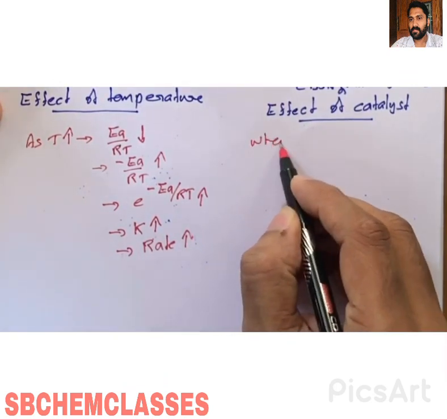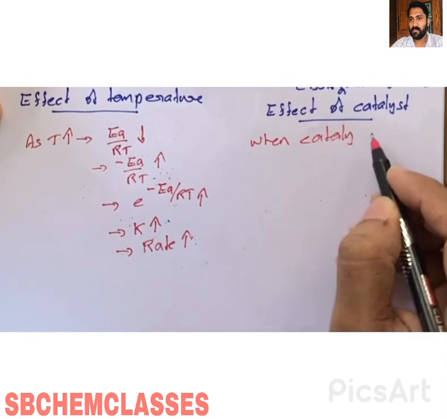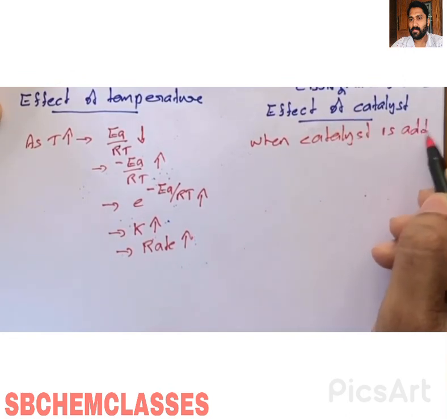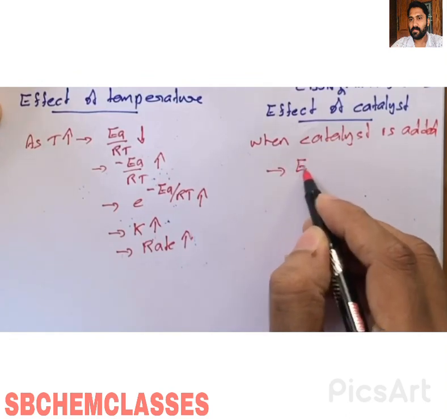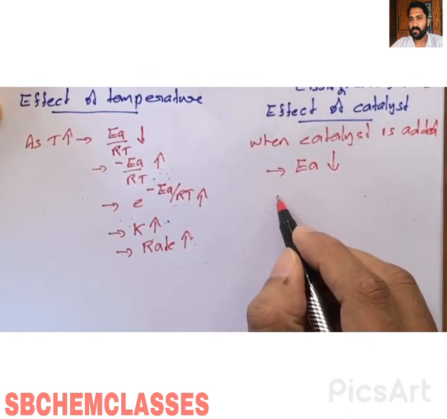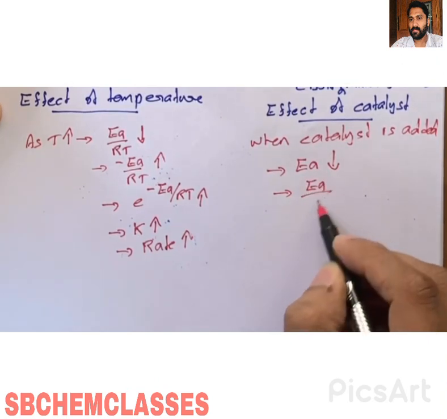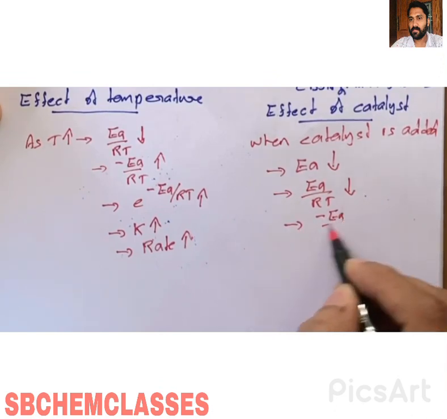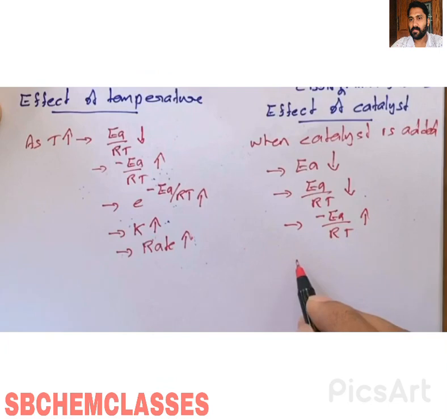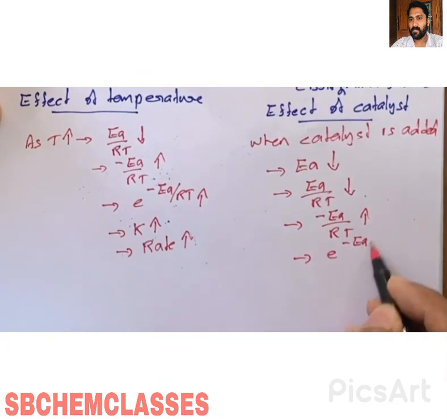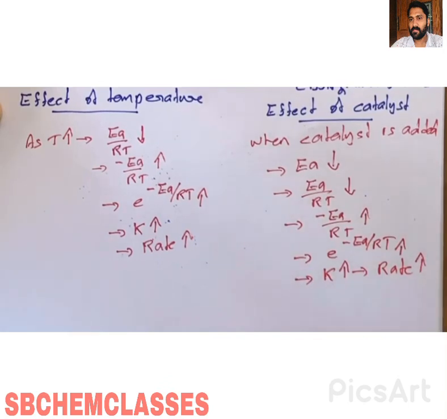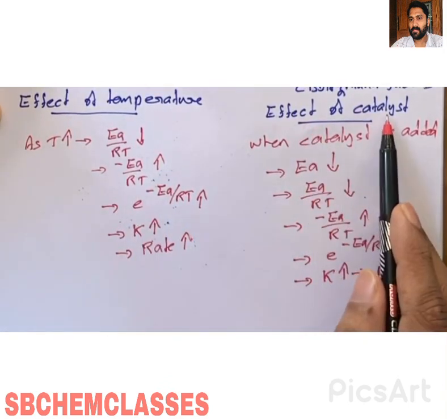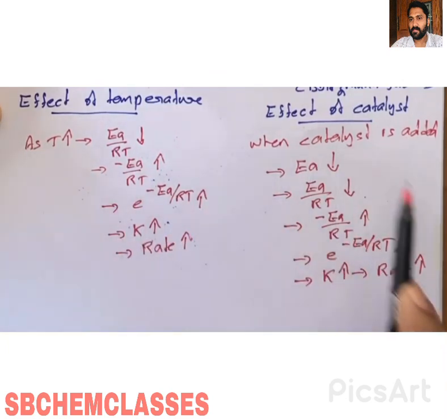When a catalyst is added, Ea decreases. Then what will happen? Ea by RT decreases. So, minus Ea by RT increases. e raised to minus Ea by RT increases. K increases. K increases means the rate of reaction increases. So, the effect of temperature and the effect of catalyst can be explained by the Arrhenius equation.